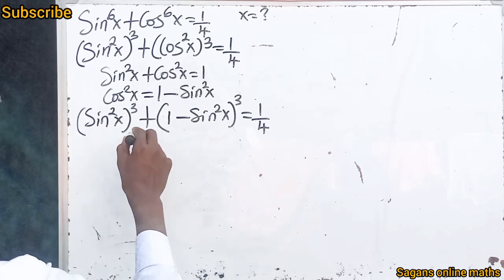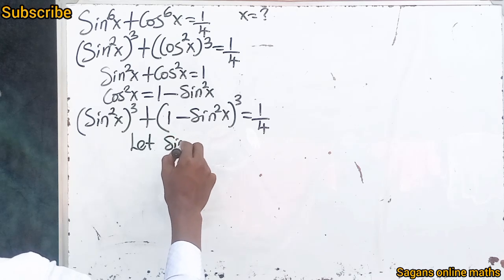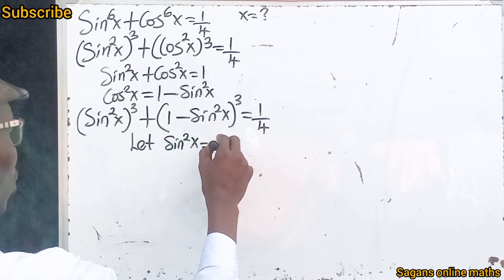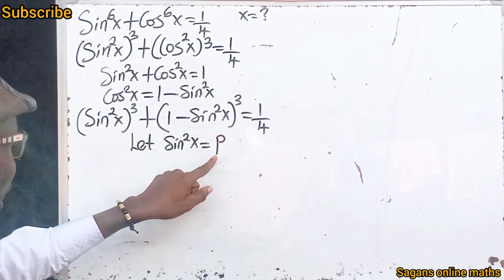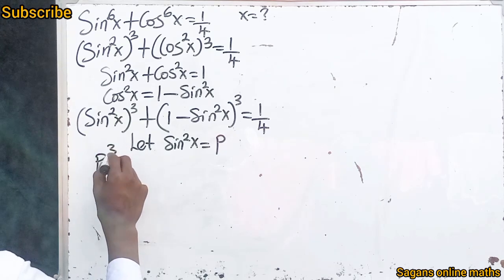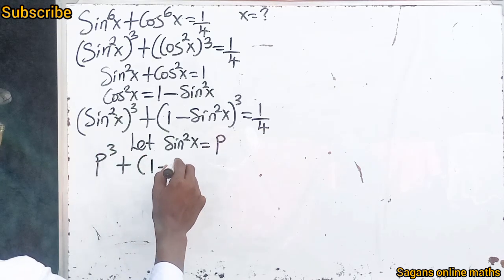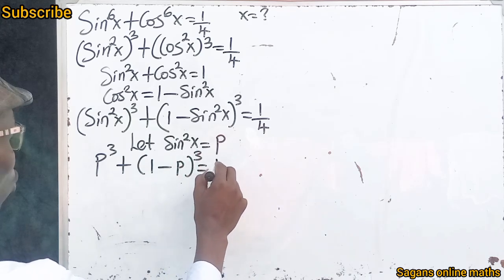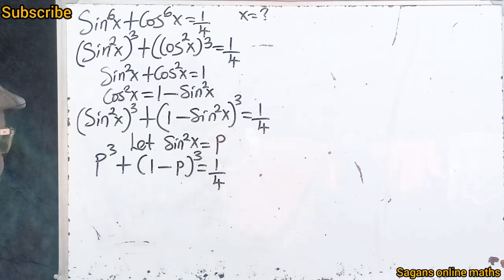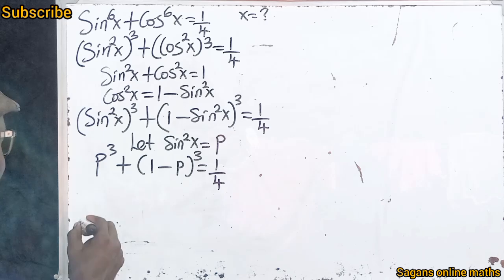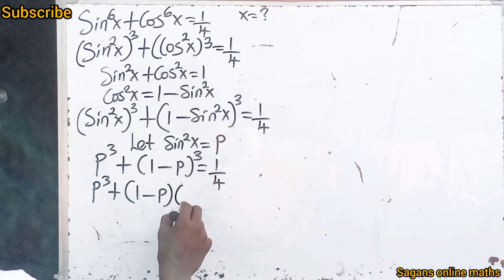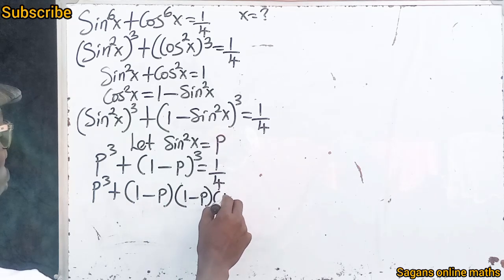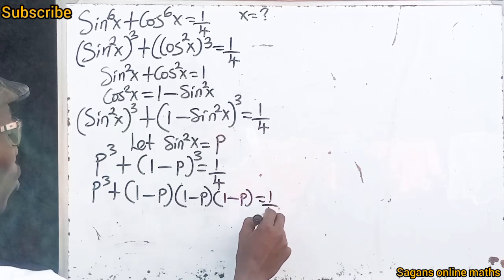Now we can see that, let sine square x equal p. That's interesting. Now, in place of sine square x, we're going to put p. That means p raised to the power of 3 plus 1 minus p, all raised to the power of 3, is equal to 1 over 4. Wow, that's interesting. Now, 1 minus p all raised to the power of 3 simply means that this parenthesis is multiplied in 3 places. That means p raised to the power of 3 plus 1 minus p, times again 1 minus p, times again 1 minus p, equals 1 over 4.